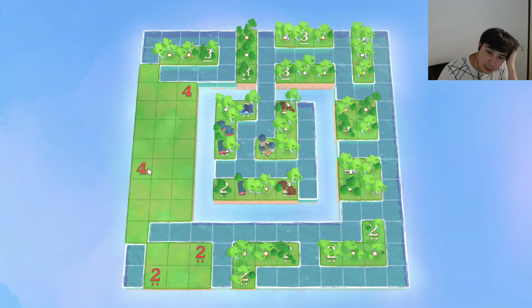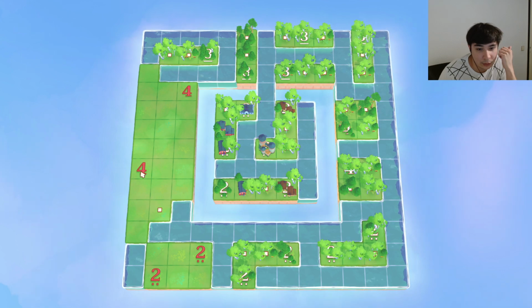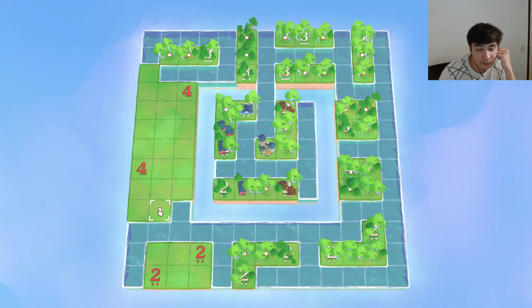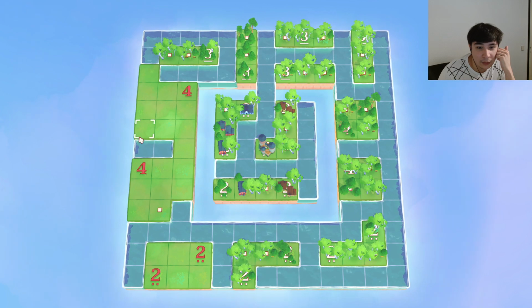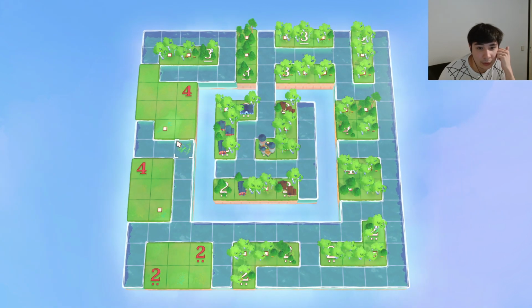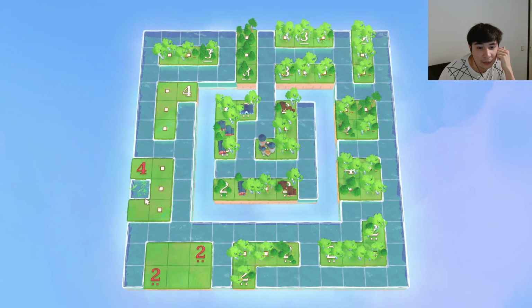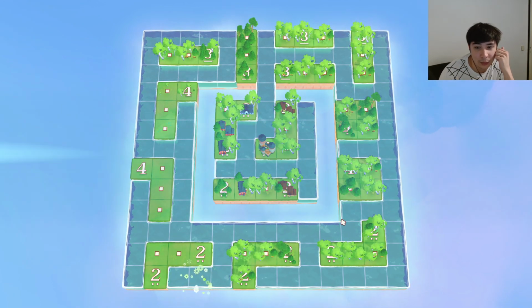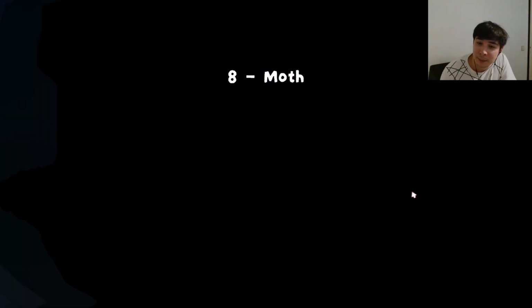And then we end up with this situation here for the 4. This cell here is unreachable, so the 4 goes to this corner. So this here will all be water. And this 4 has to reach this corner, so this here will all be water. And then we resolve it by just filling in the corners. Dang, that's pretty neat. Moth?